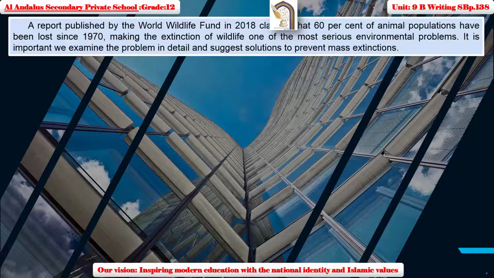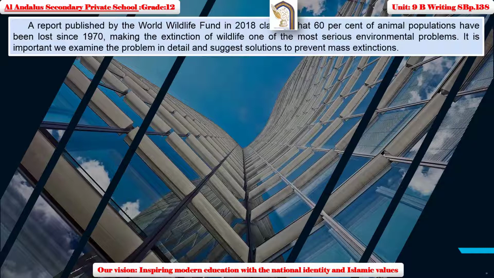A report published by the World Wildlife Fund in 2018 claimed that 60% of animal populations have been lost since 1970, making the extinction of wildlife one of the most serious environmental problems. It is important we examine the problem in detail and suggest solutions to prevent mass extinctions. Gentlemen, that was the introduction.